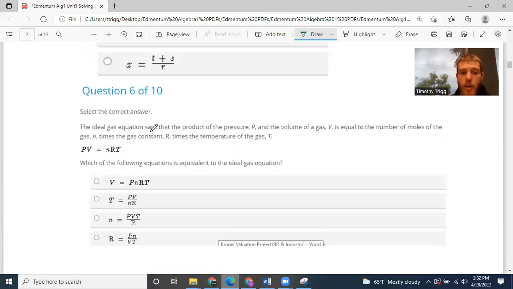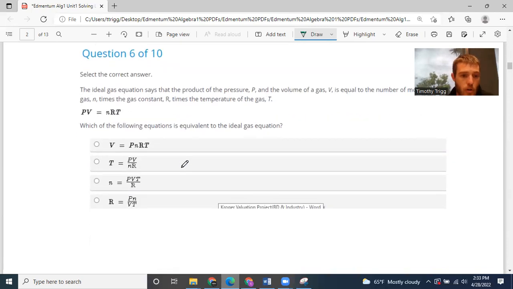The ideal gas equation says that the product of the pressure, P, and the volume of the gas, V, is equal to the number of moles of the gas, N, times the gas constant, R, times the temperature of the gas, T. Which of the following equations is equivalent to the ideal gas equation? So here they solved for V, they got that. Solve for T, they got that. Solve for N, they got that. Solve for R, they got that.